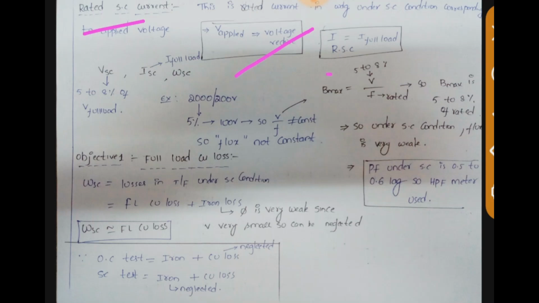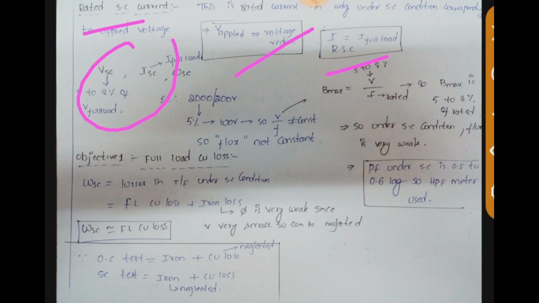Now I equals I full load. We only require 5 to 8% of the full load voltage. Suppose 400 by 200 volt, take an example. Now we require, suppose only 10% means 40 volts, 5% means 20 volts. If we apply 20 volt AC, it's enough to flow the rated current under short circuit condition. Hope you understand the difference. So during the short circuit test, very less voltage is required to flow the rated current.